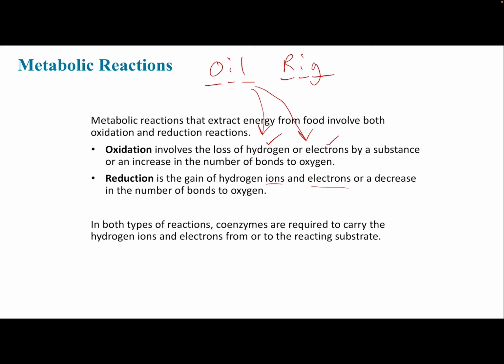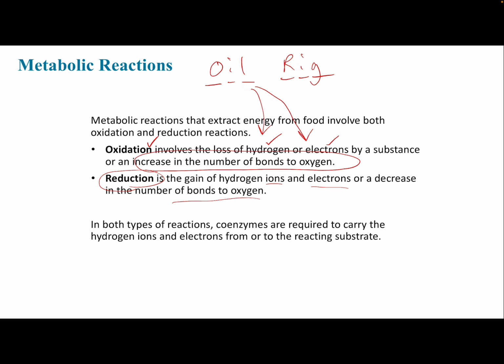But there's also a definition that involves oxygen. When you are oxidized, you've gained oxygens. You've increased the number of oxygens you have. When you're reduced, you have less oxygens. And so we're going to see that in most cases, it's going to be the addition or removal of hydrogens that tend to give us the names of these reactions.